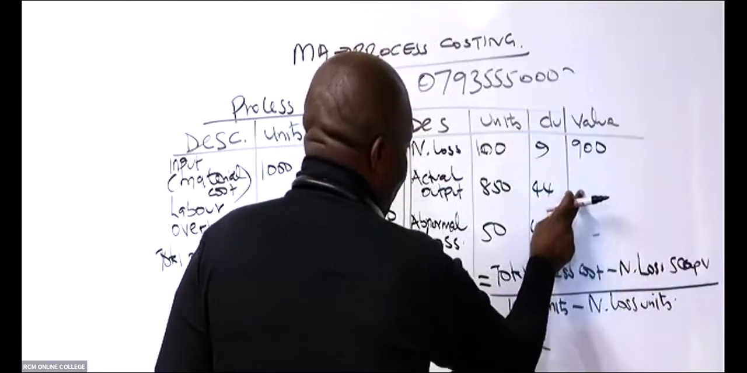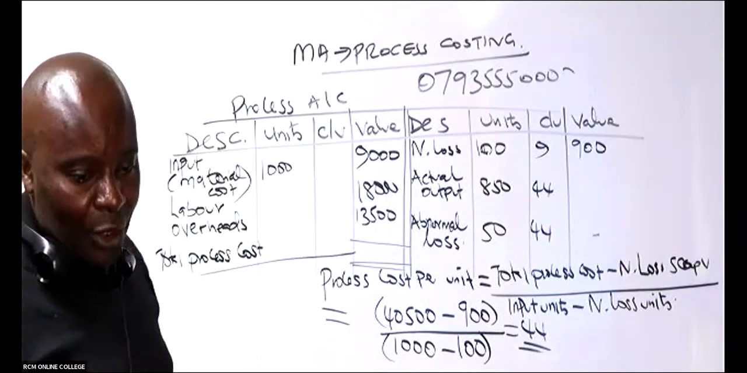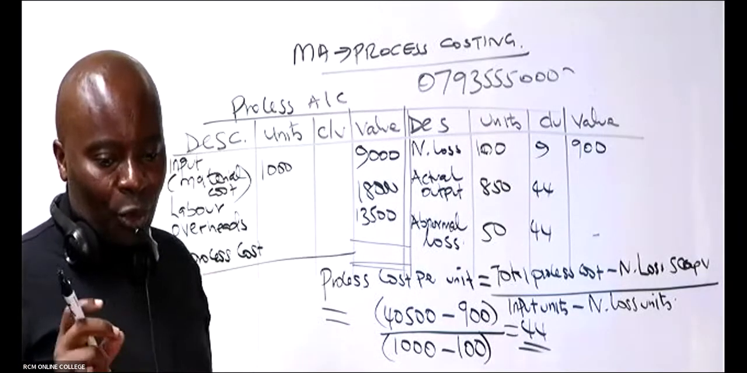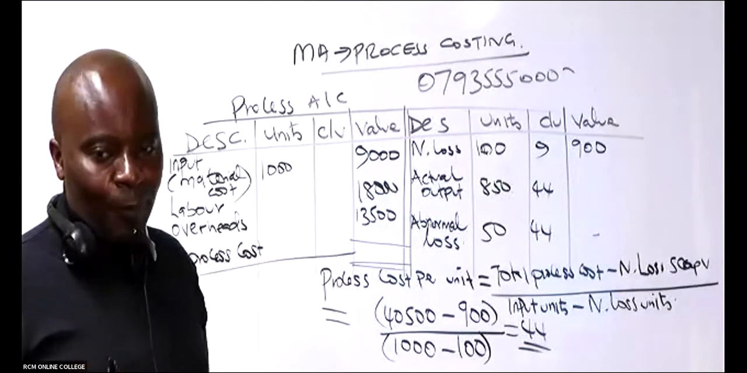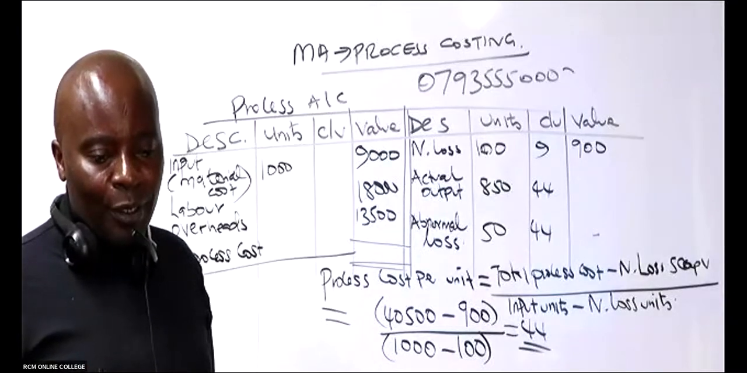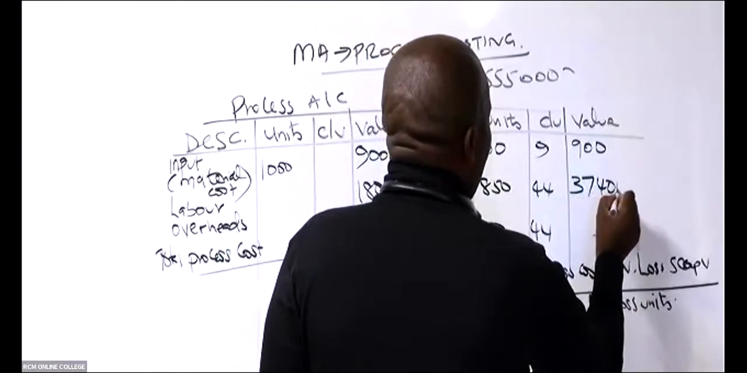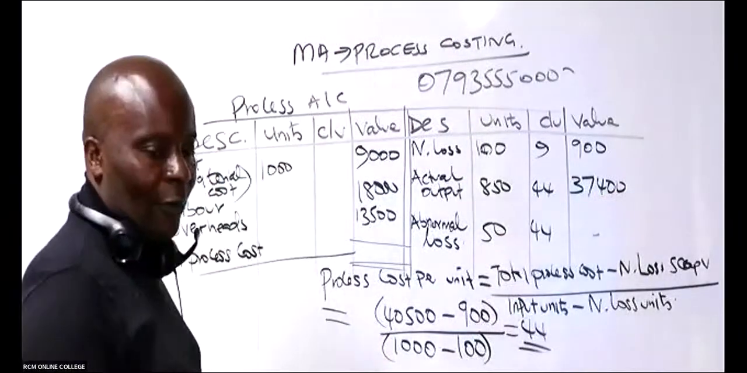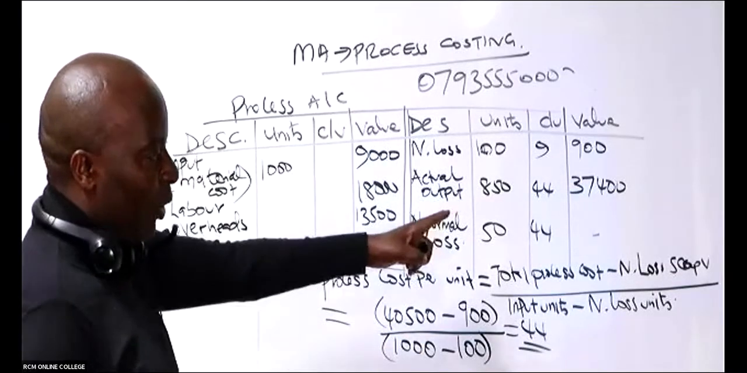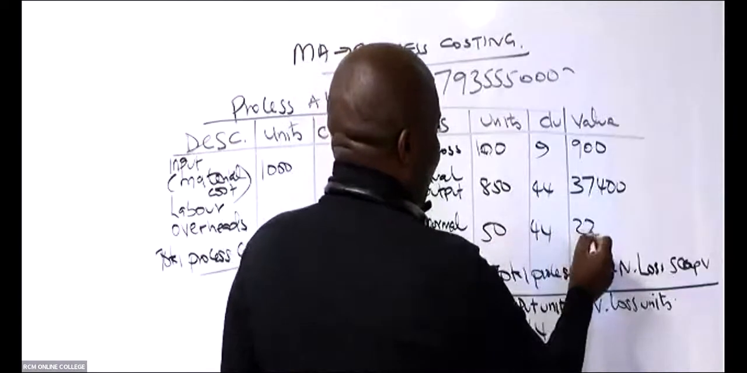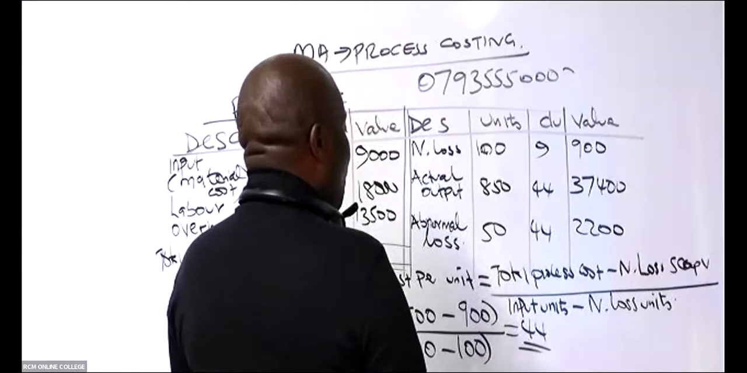And then you do your multiplications, you give me the totals. So what will be the total value of actual output? 850 times 44, 37,400. And then 50 times 44, because remember, this is per unit. So this gives me 2,200. And you can easily mark for yourselves because this account has to balance.